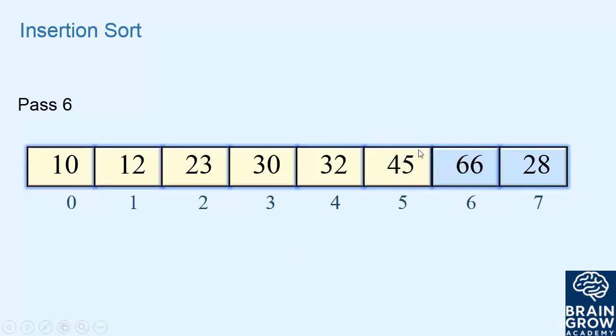Now in pass 6, 66 has to be placed in the sorted part. Now 45 is less than 66, so we need not move anything and we go to pass 7.